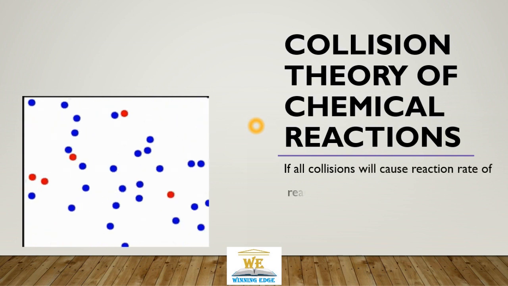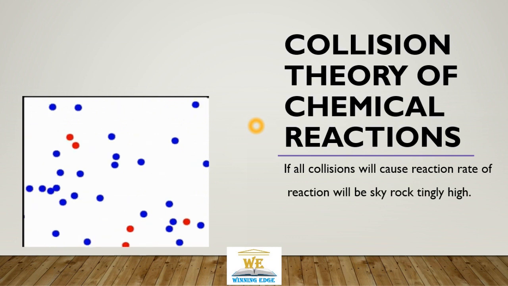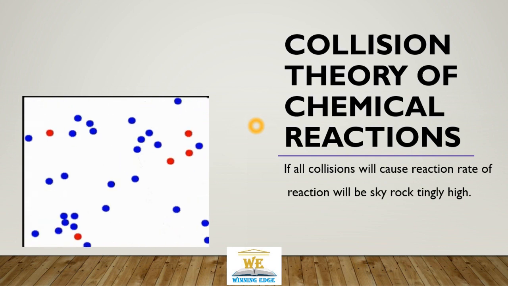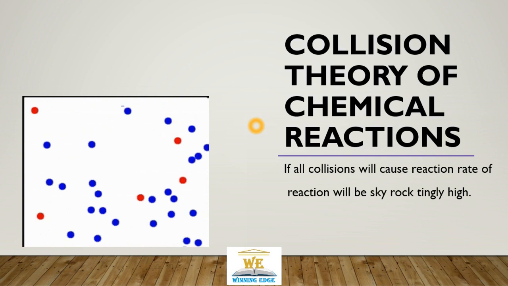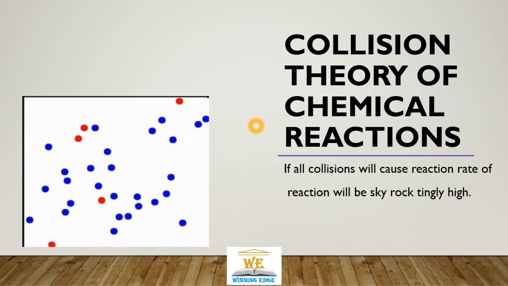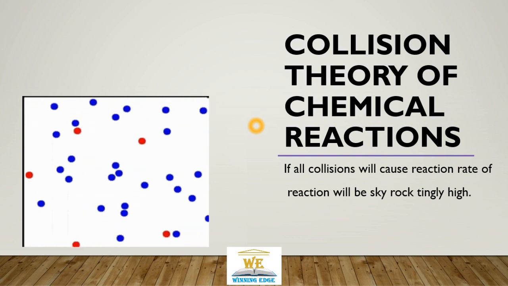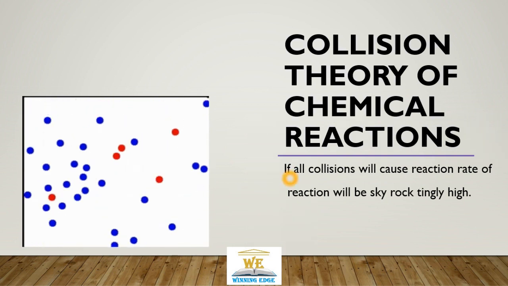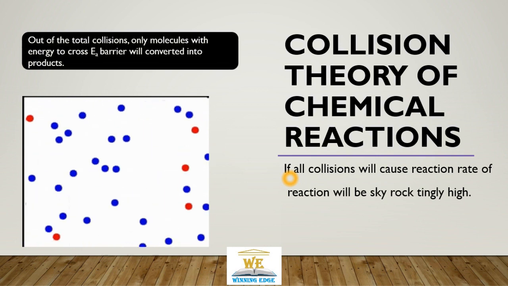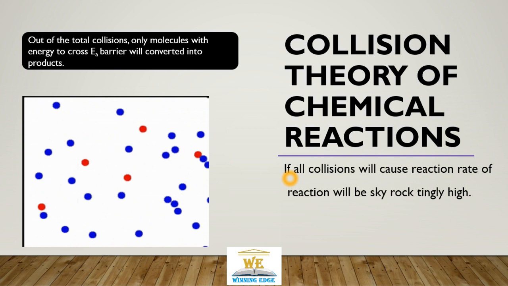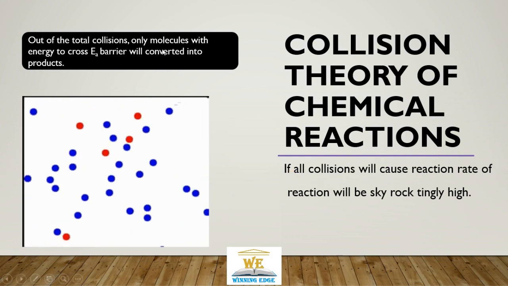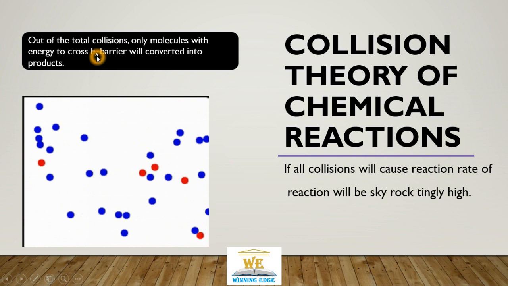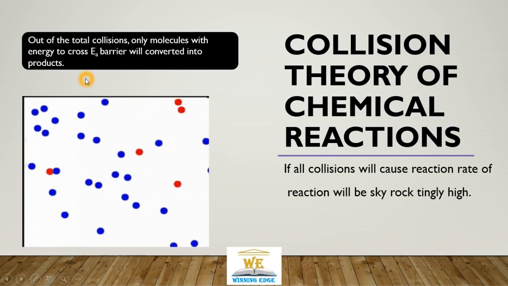If all collisions caused reaction, because the number of collisions between all the molecules in a reaction is so high, the reaction would be over in less than a millisecond, less than a microsecond level. So because so many collisions are happening simultaneously, it means all the collisions are not effective for making a reaction happen. Out of the total collisions, only molecules with energy sufficient to cross the activation energy barrier will convert into products.